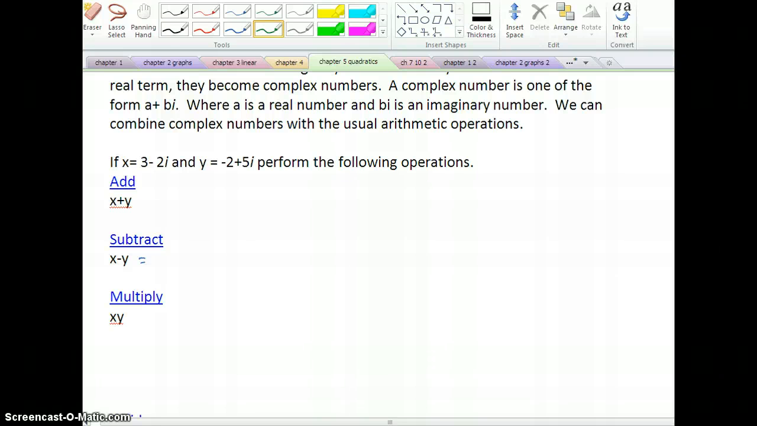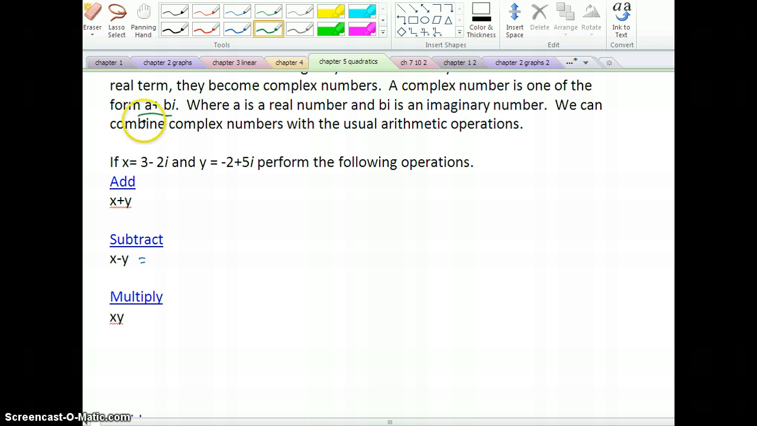What we saw in the last video was how we can reduce radicals with negatives underneath the square root. Just like we can do reduction of square roots with a negative number, we can also add, subtract, multiply, and divide numbers that are called complex numbers. So a complex number is one in the form of a plus bi, where a is a real number, therefore it has no i with it, and bi is an imaginary number. We combine those together to get what we call a complex number.